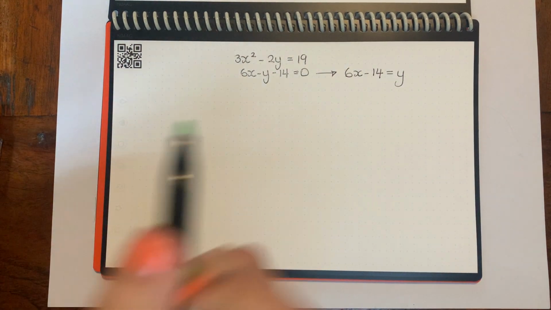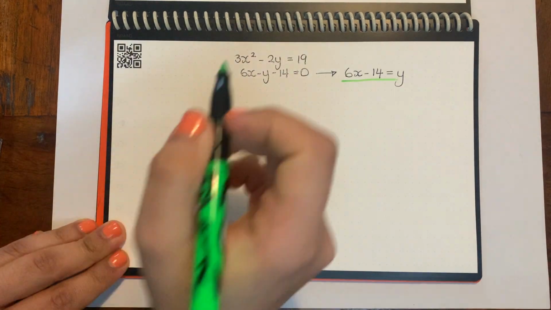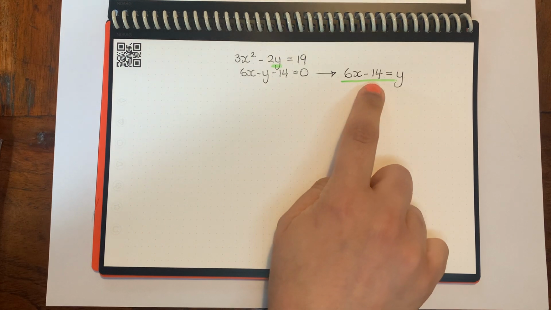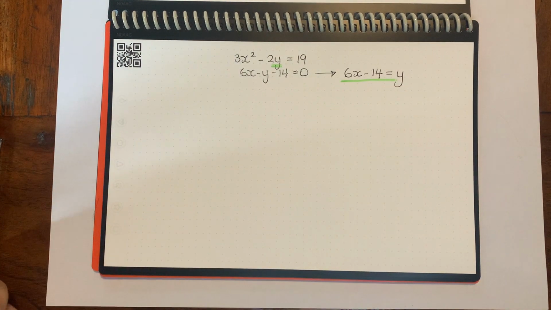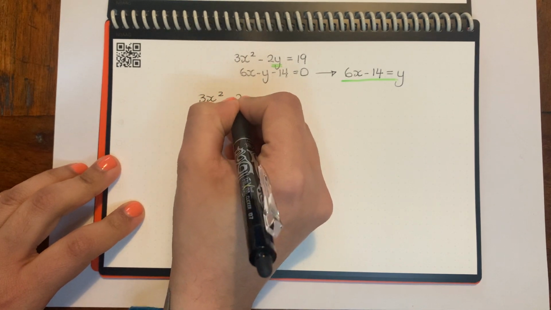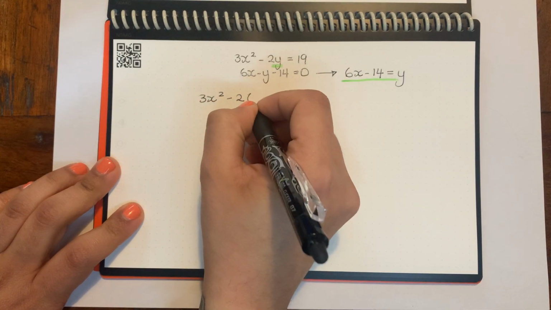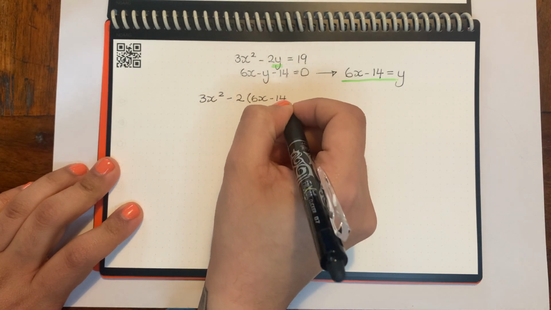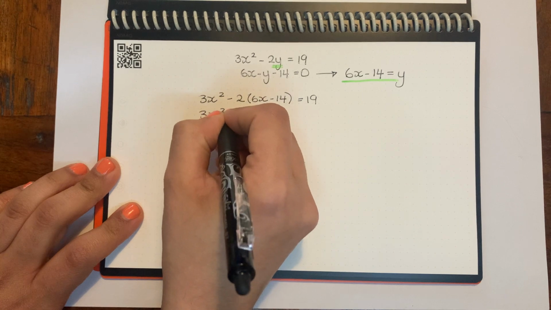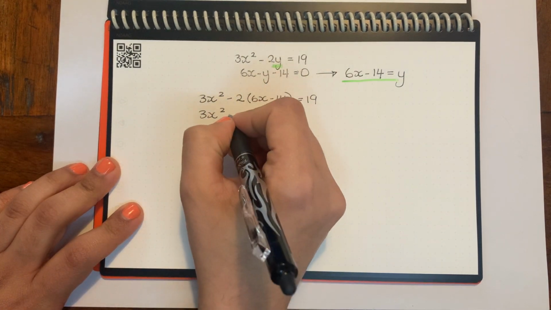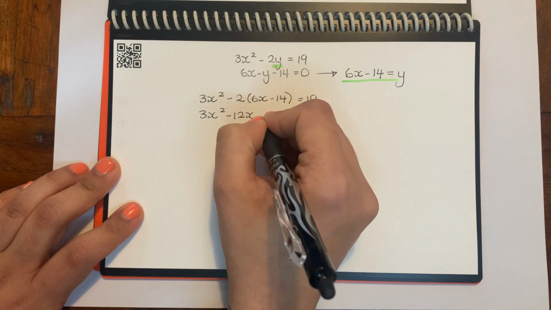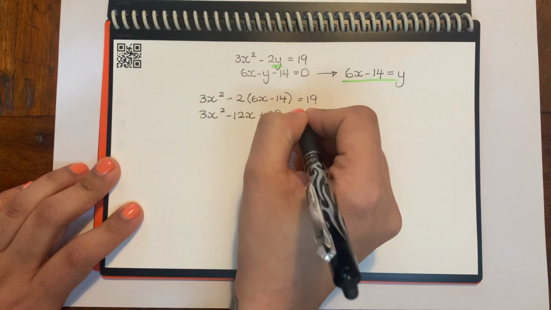And then this time again, I've got all of that which is equal to y, and I've got a y right there. So I'm going to replace that y with my 6x minus 14 because I know that y is equal to 6x minus 14. So I'm going to get 3x squared minus 2, and then instead of writing y, I'm going to write 6x minus 14 equals 19, and then again, I'm just going to simplify. So negative 2 times 6 is minus 12x. Negative 2 times negative 14 is 28. And that's equal to 19.